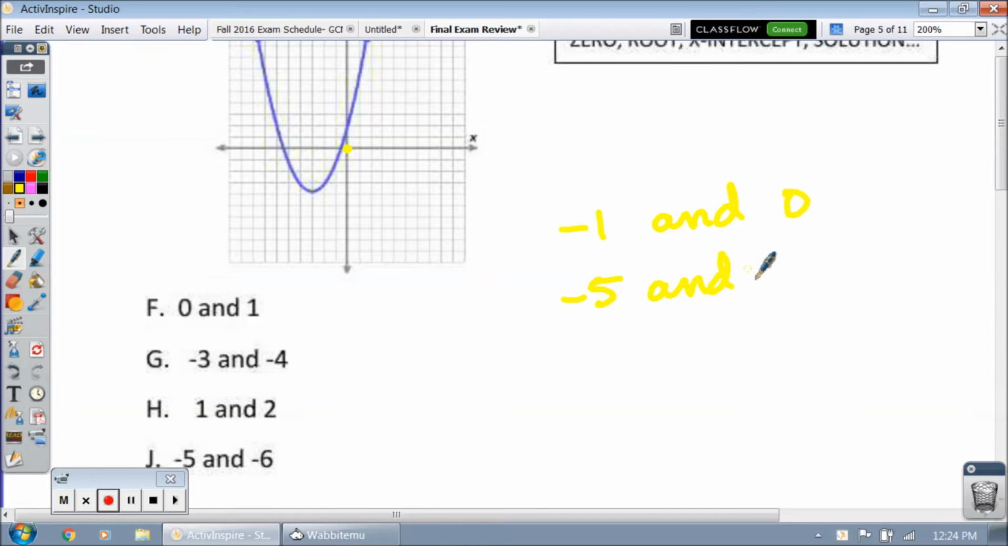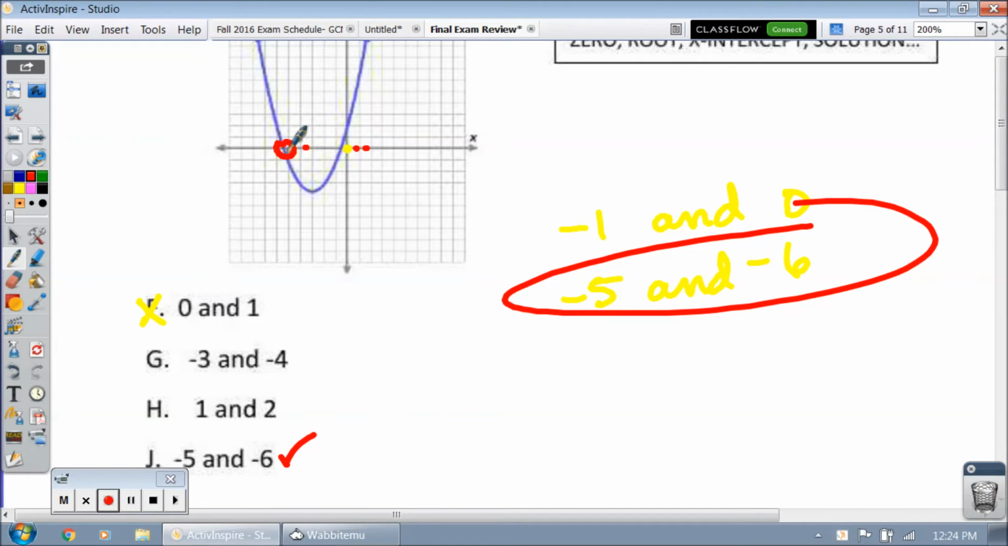So -5 and -6. Let's see if we have an answer choice that matches one of these x-intercepts. Well, it's not F. Between 0 and 1 would be on the right-hand side, and it didn't cross over there. Between -3 and -4 would be right here, and it didn't cross the x-axis there. Between 1 and 2 would be over on the right side. But right here, between -5 and -6, we have one of those points. So your answer is J. Just remember, 0 is a fancy way of saying where does it cross the x-axis.